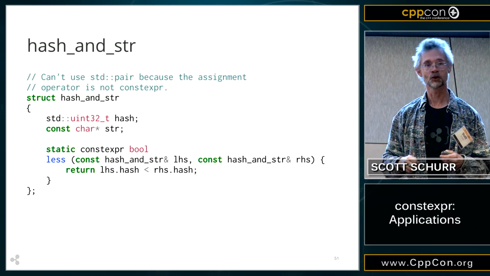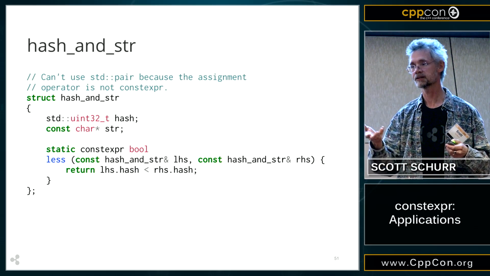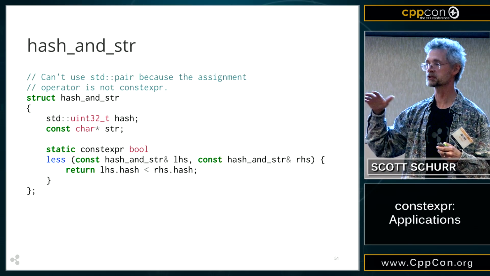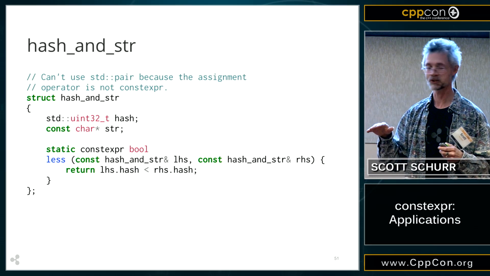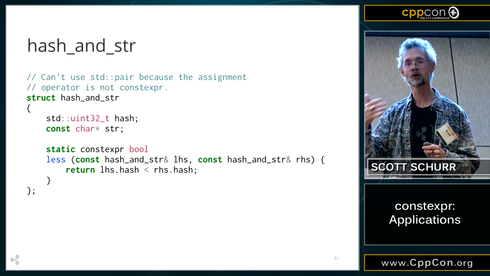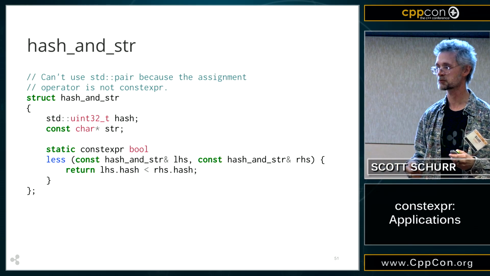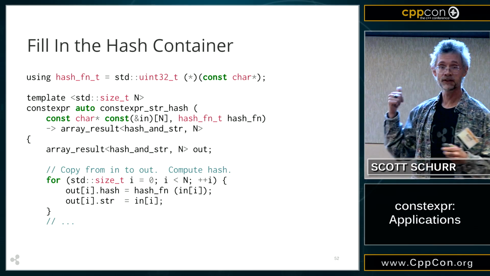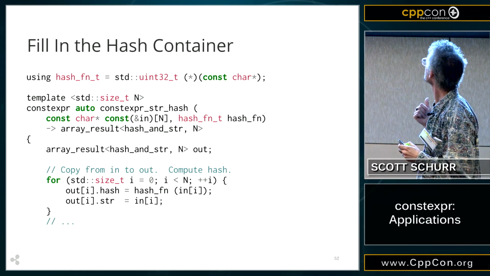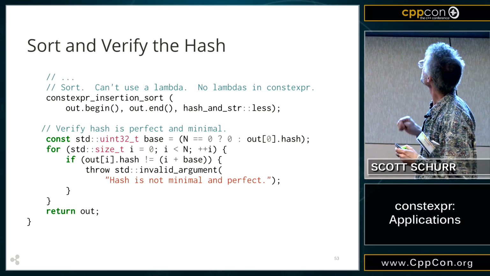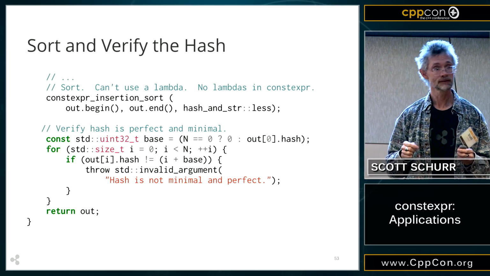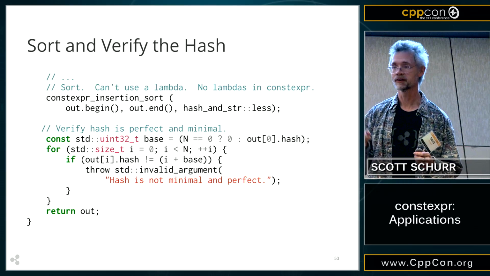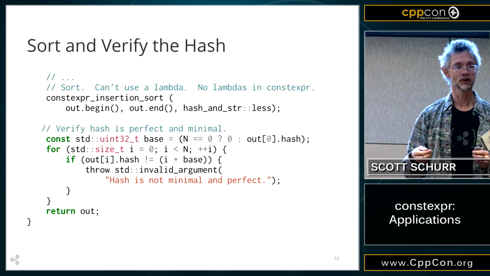So yes, we need a struct to hold the two values. We've got a hash value and we've got a string pointer. So this is the container for that. And we give it a less, because you can't use lambdas in constexpr in C++14. There is a proposal for constexpr lambdas in C++17. So we're going to fill in the hash container. Then we're going to sort it based on the hash value. And then at the end of the function, we're going to verify that the hash really was minimal and perfect.